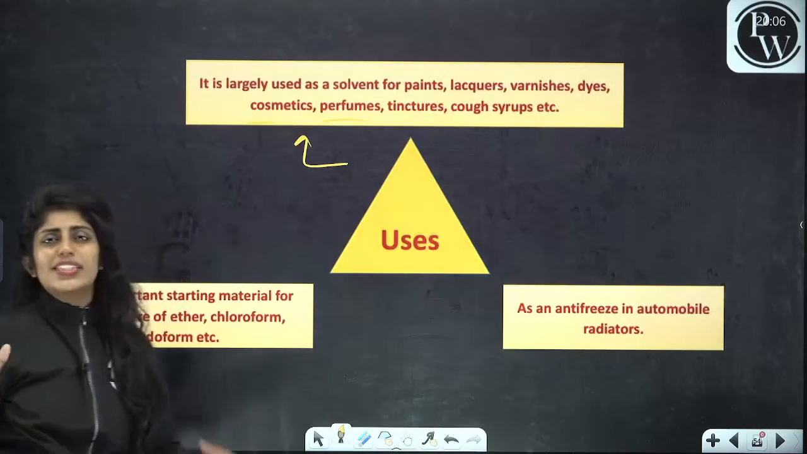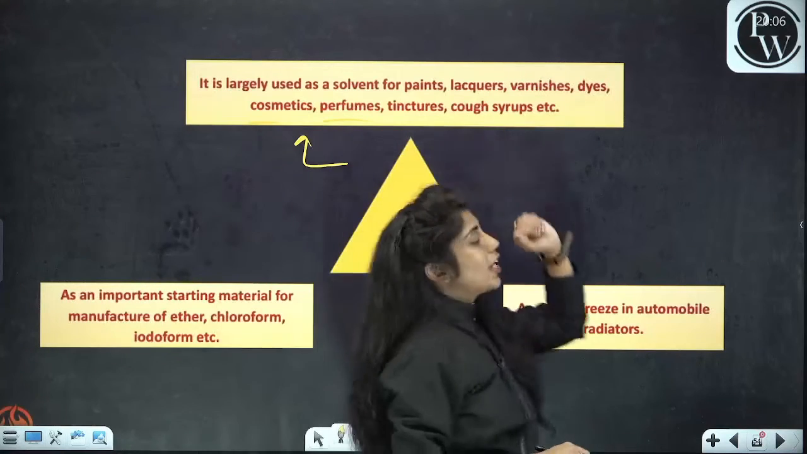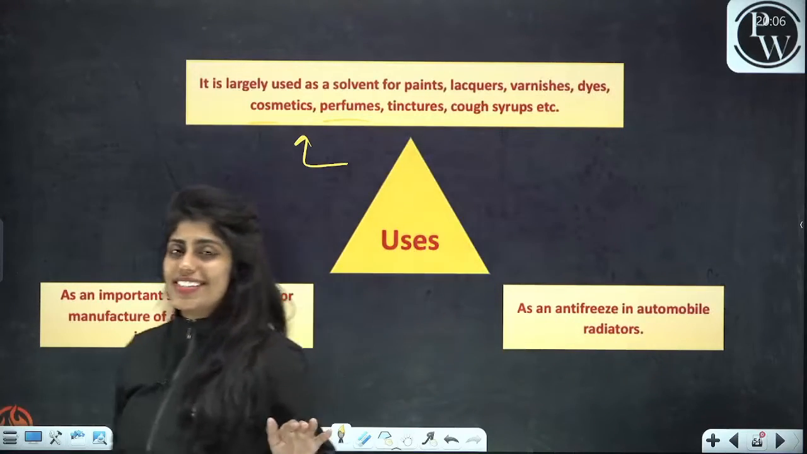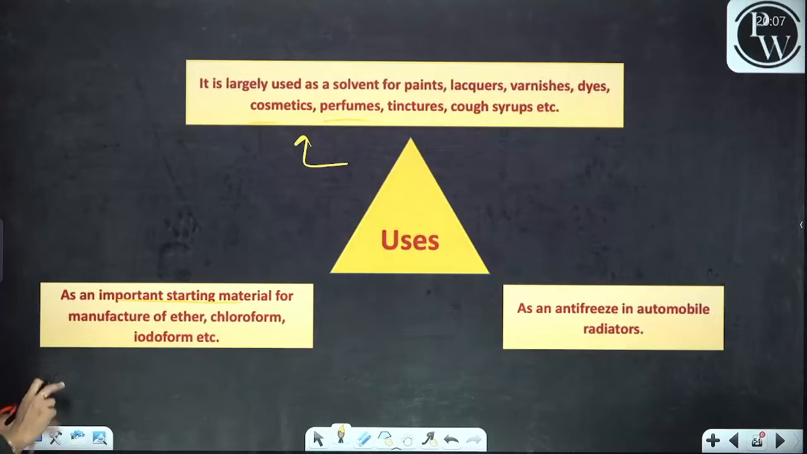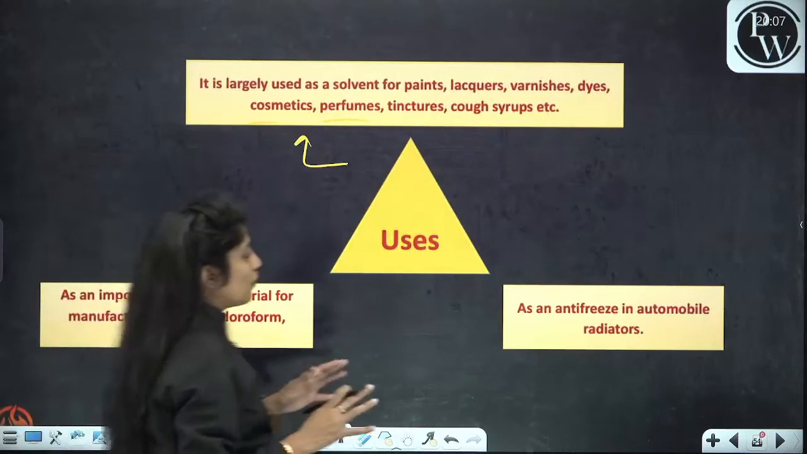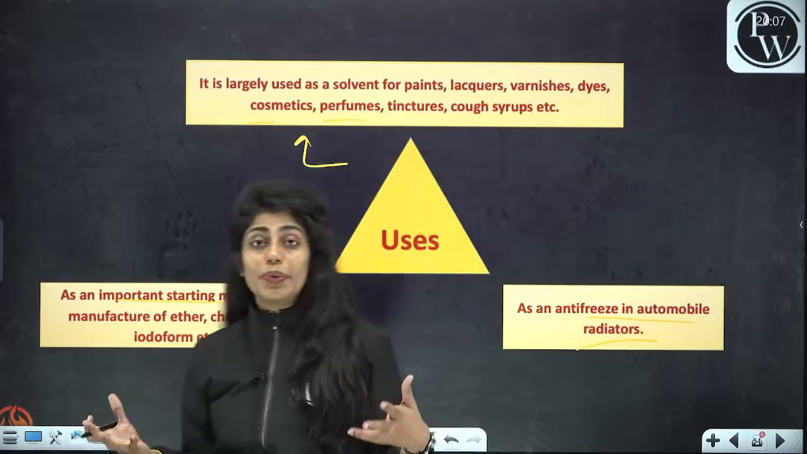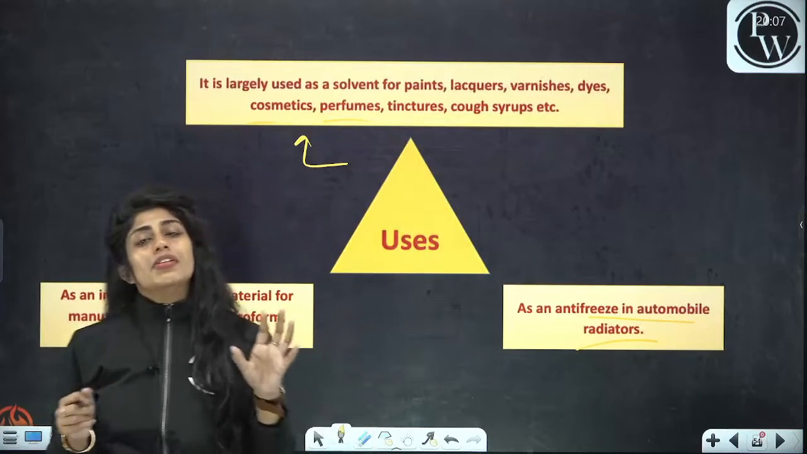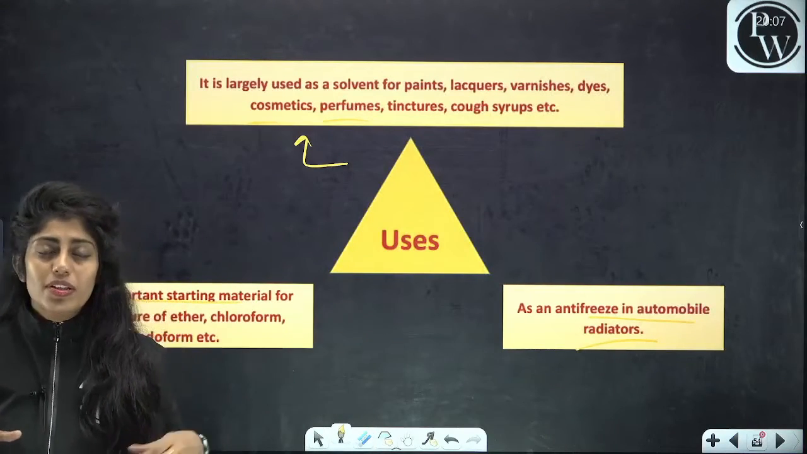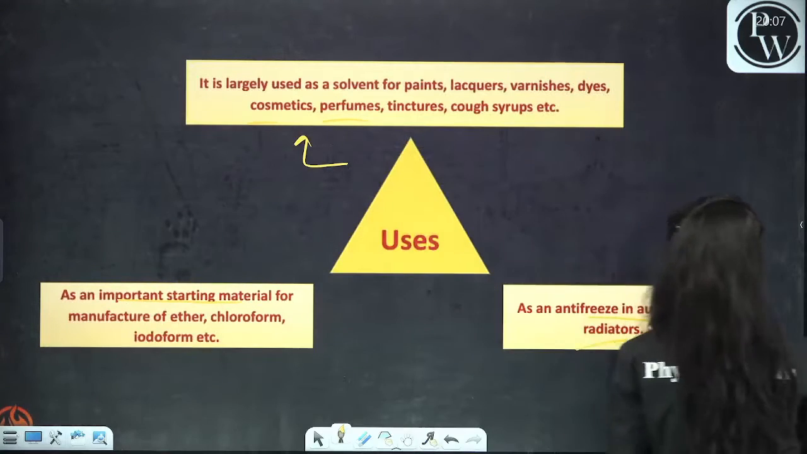You have used the sanitizer? Yes, in that also. Tincture and cough syrups always. Yes. Next we have the important starting material, manufacture of ether, chloroform, iodoform, etc., and anti-freezing in the automobile radiators. In the winters, the countries which are having icy weather, radiators get frozen. That's why we are using anti-freeze there also.